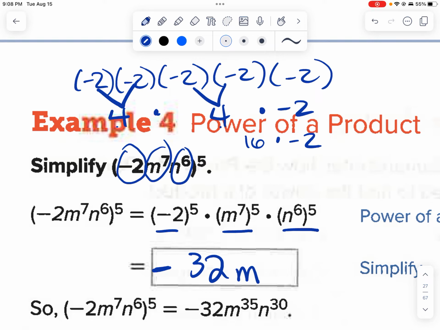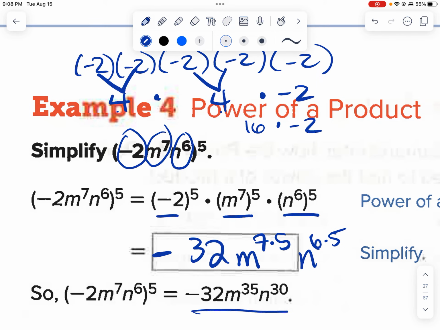Then right here, I multiply my exponents. And then I will end up with negative 32, m to the 35th, n to the 30th.